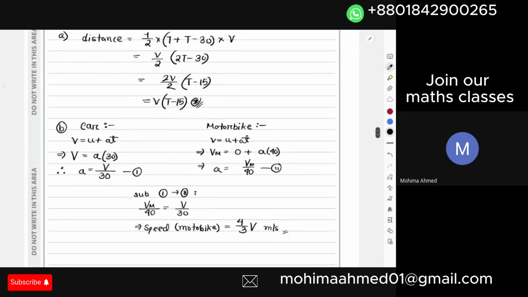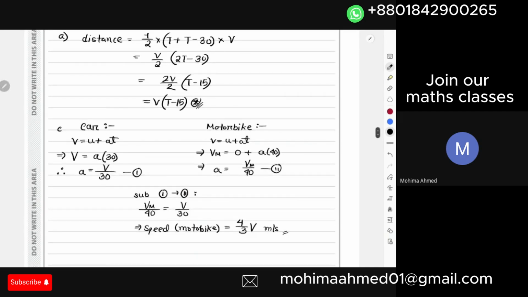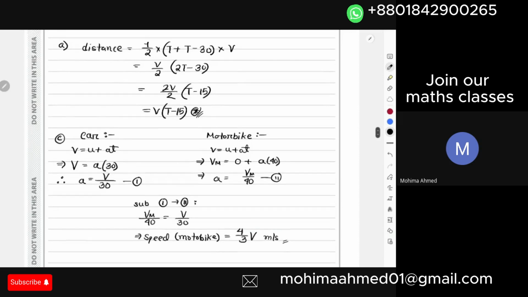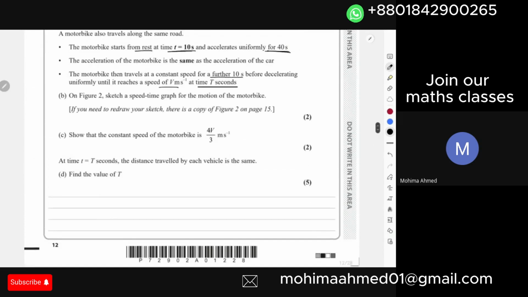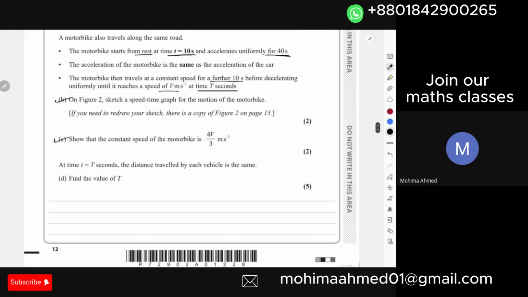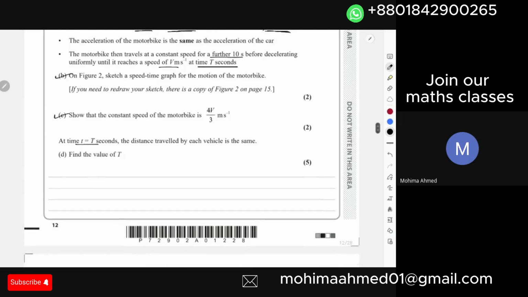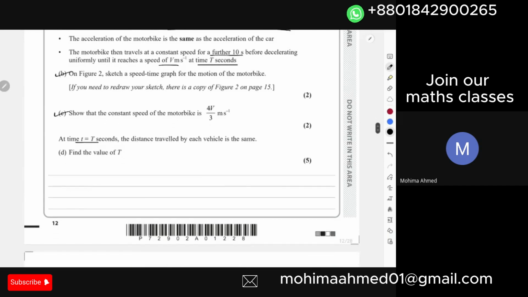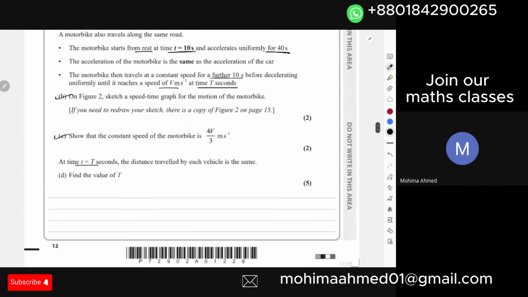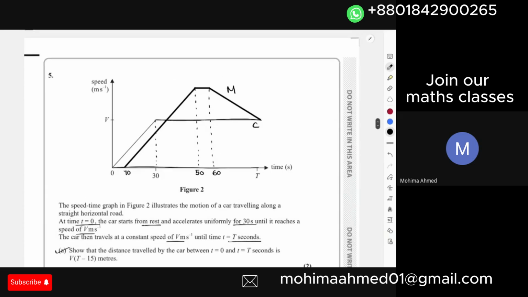Then again, this is not like in part B. Part B was the graph. This is part C. Part C is done. Then again, after this, they were asking that at time t equals capital T, the distance traveled by each vehicle is the same, so find the value of t. If both of them are traveling the same distance, we have already found the equation for the distance traveled for the car. So now I have to calculate it for the motorbike. I can understand this one creates a trapezium and this one creates a separate trapezium, right?